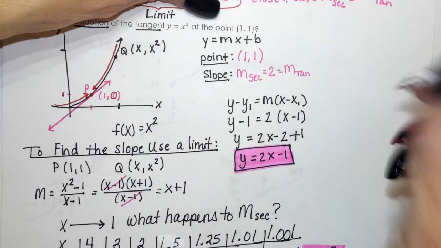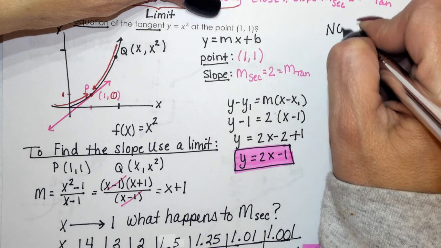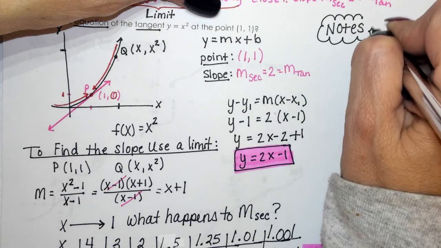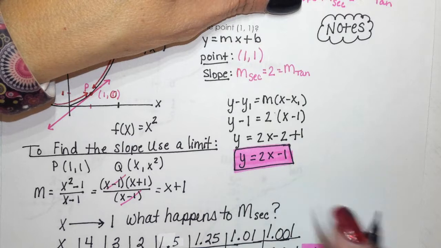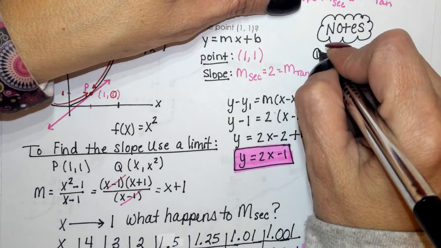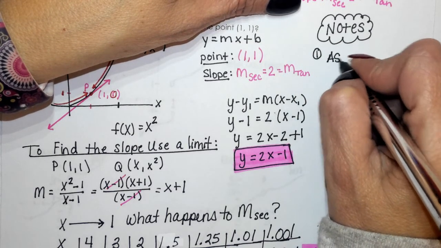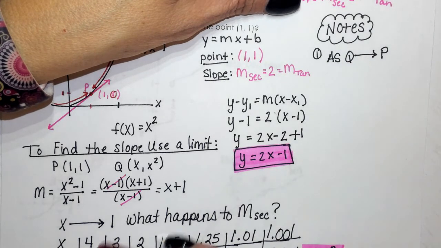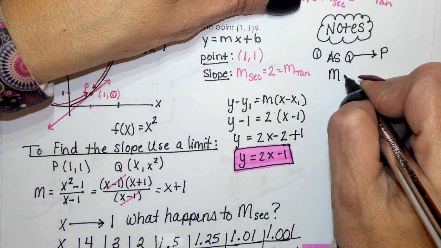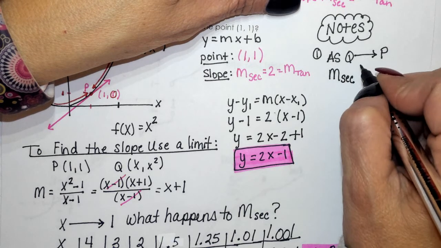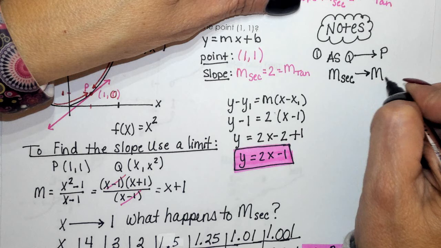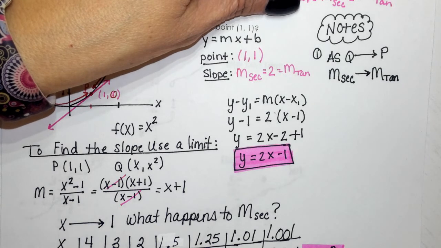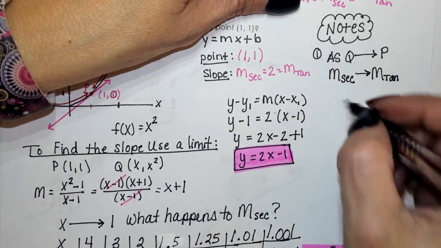All right, so let's take some notes over here. Let's just put a real quick little note. All right. First thing I want to say is that as Q approaches P, so as we move it down, we need to remember that the slope of the secant becomes the slope of the tangent. Okay, as Q moves down, the slope of the secant and the slope of the tangent become the same thing.